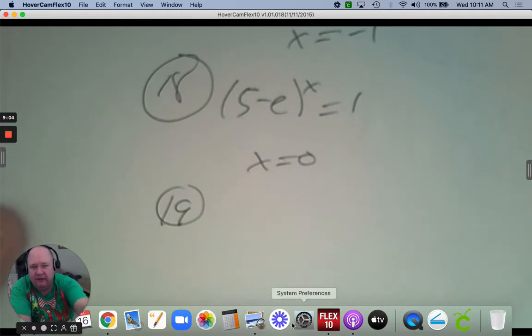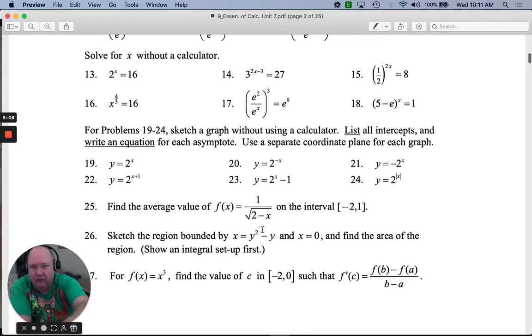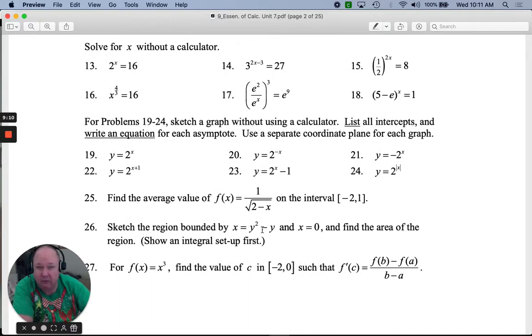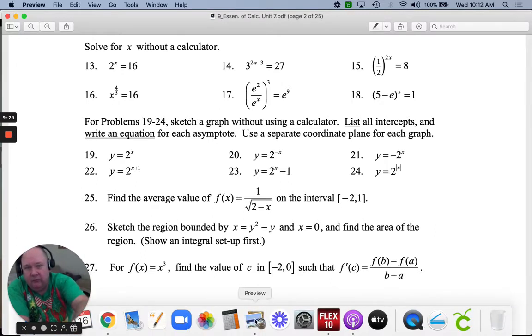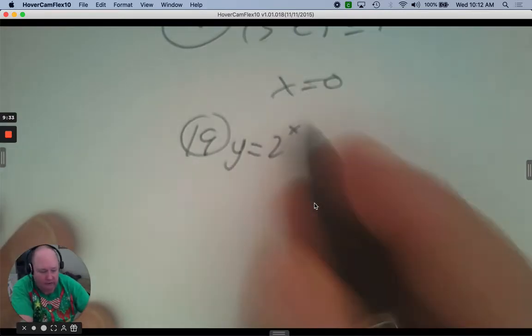Number 19. It's different, not an equation. So 19, we're going to do a graph. Can you graph y equals 2 to the x? It says to sketch a graph, list all intercepts and write an equation. Use a separate coordinate plane for each graph. So what we're really going to do is just use 2 points, and an asymptote. So what are 2 points on this graph?